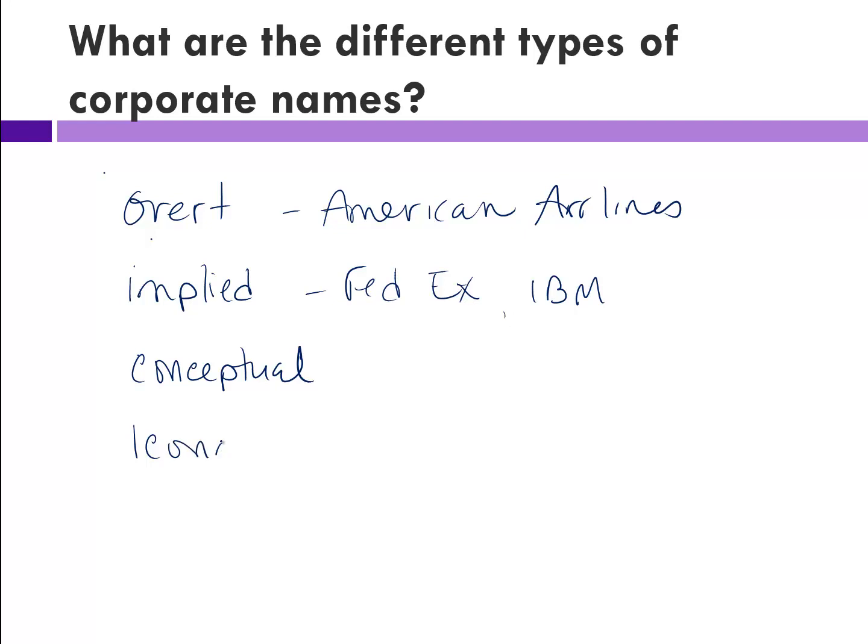You also have iconoclastic names, which are really just unique and memorable. Monster.com, for example, is one. It doesn't say anything about what that company does, but it's unique and it's memorable and it's well known that way. Figure 2.7 on page 33 of your book has an interesting little thing about the origin of some corporate names. So those are, I thought, kind of interesting.